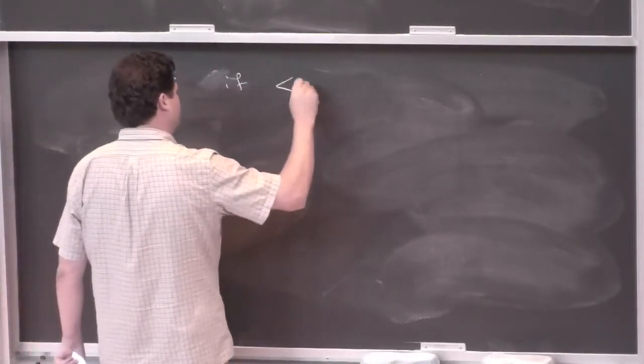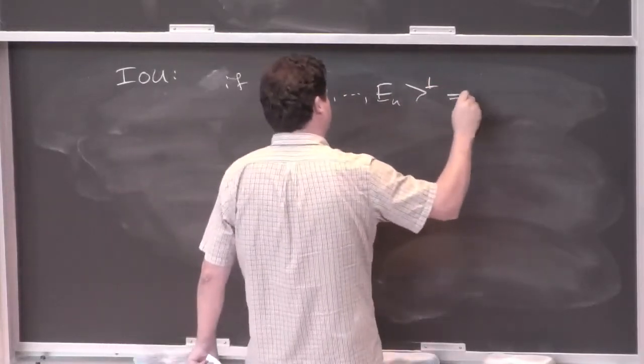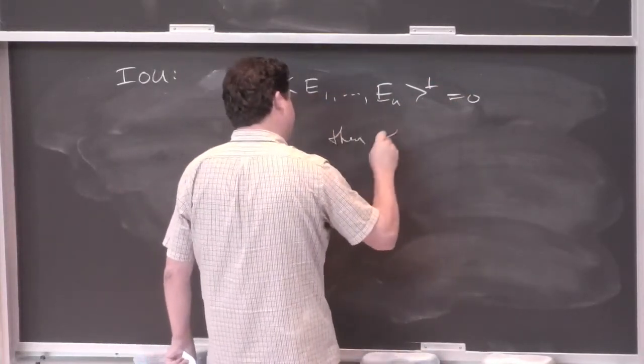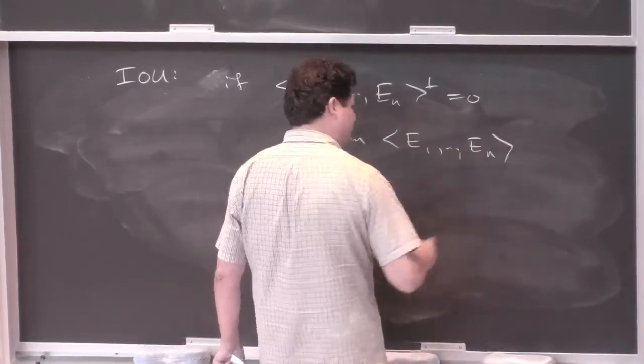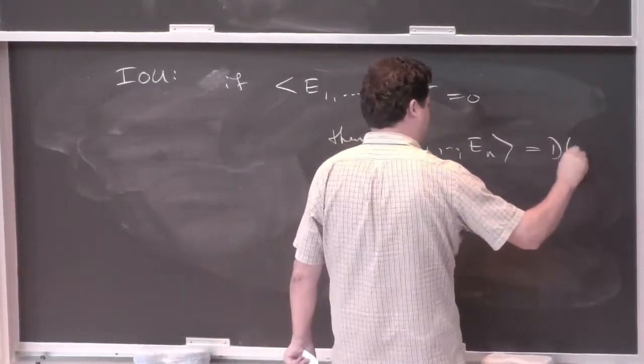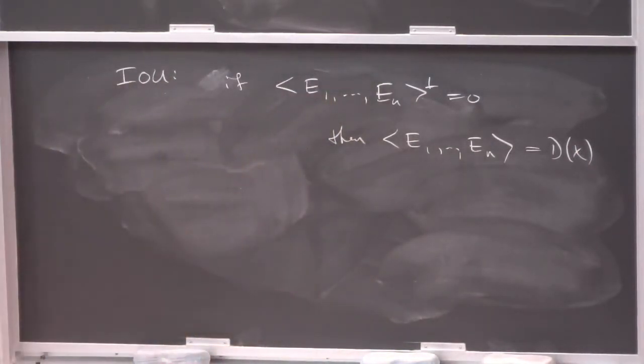if you have an exceptional collection E_1 up to E_n, and its orthogonal is 0, then E_1 up to E_n is essentially everything in the derived category is isomorphic to something generated by those guys. I'm not going to do that right now.